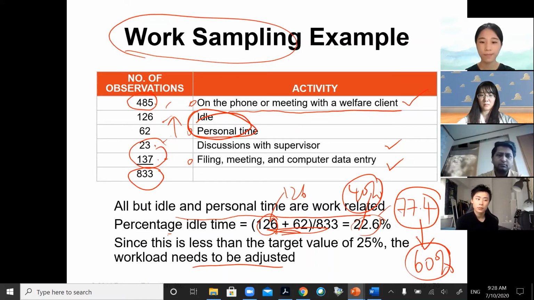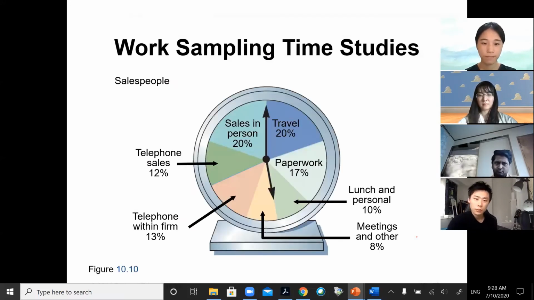Only 60% productive. He's not performing to his target of 75%. Well, this is the company's decision. The company decides whether to set it at 80% or 85%. It depends. Work sampling time studies have shown that, for example, salespeople do a lot of traveling. You cannot avoid that. That is part of the work. The work requires you to travel, so that is considered as working time.